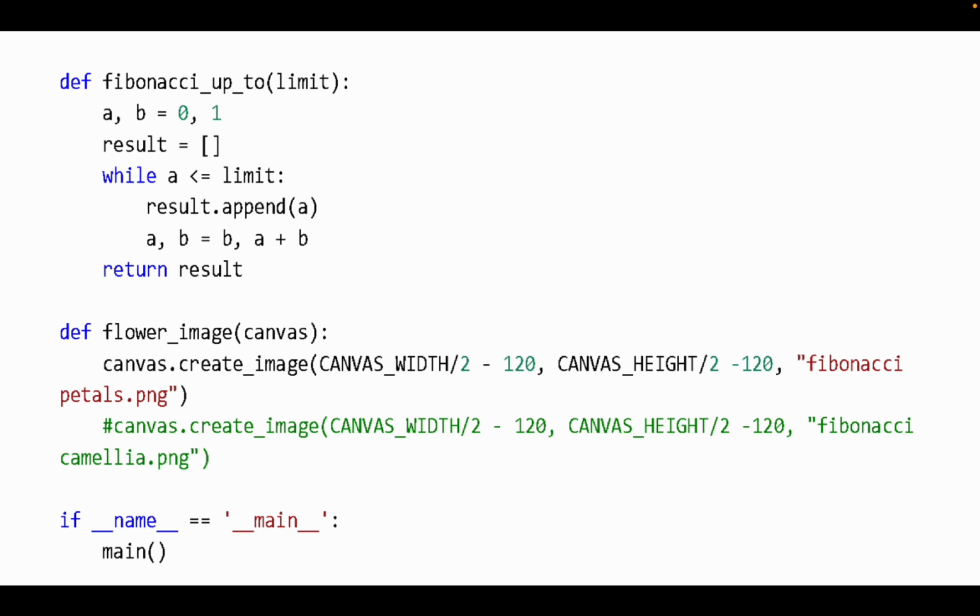And finally, we have the create flower image function, where you import an image from an image file, which forms the base for the flower display on the canvas. And that's it. Thank you very much. And this is what it looks like when it's run.